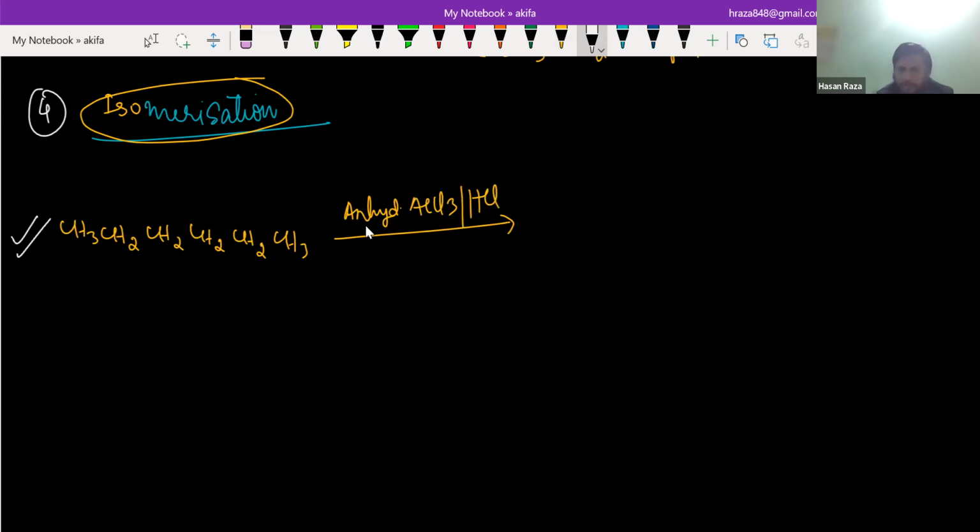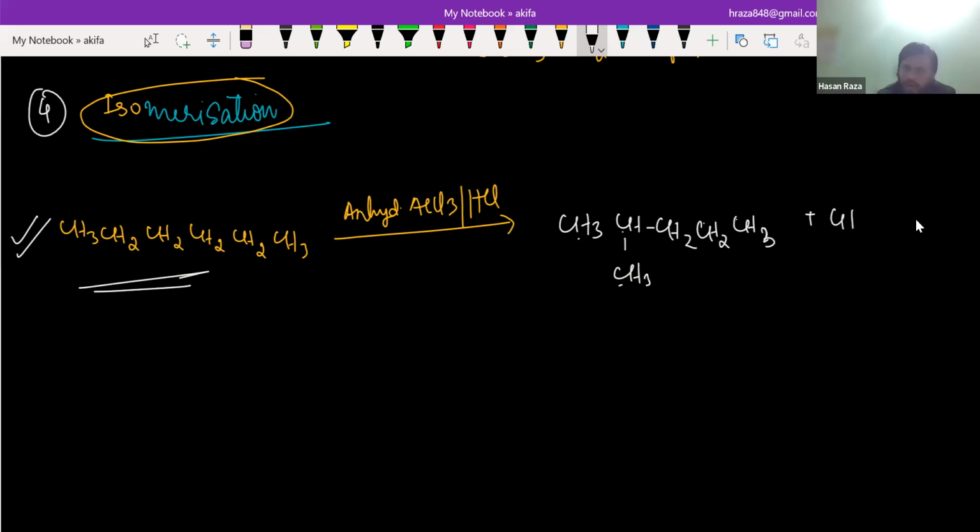According to me, it can be like this: CH2, CH2, CH2. You can see six carbons here. It is 1 2 3 4 5 6. Okay, and you can also write like CH3, CH2, and whatever you want to, but it should be the same. This is isomerization. You can see 2-methylpentane or 3-methylpentane.